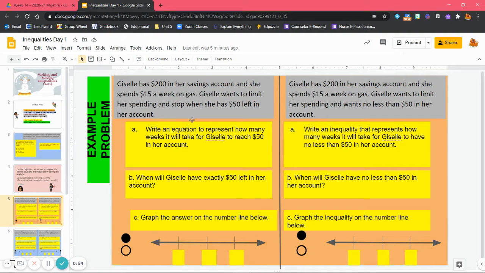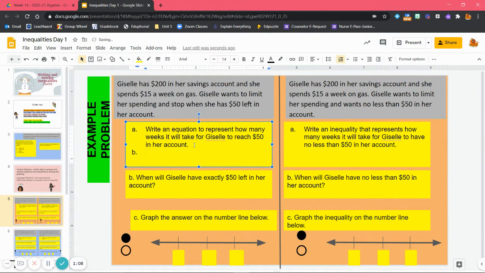Part A says, write an equation to represent how many weeks it will take for Giselle to reach $50 in her account. Well, I know that she starts with $200 in the account. 200. Now she spends $15 a week on gas. So if she spends $15 a week, that means we are subtracting 15x, or $15 every week.